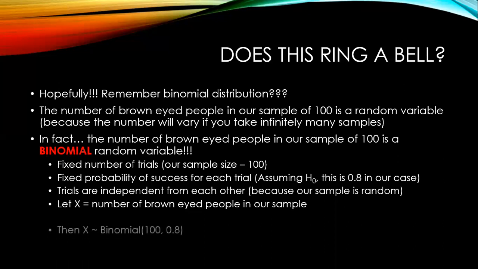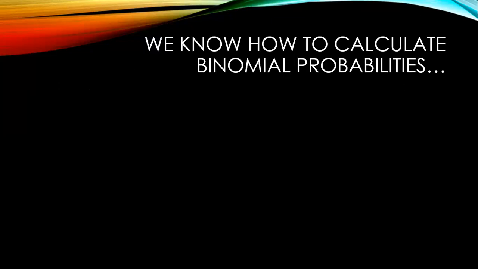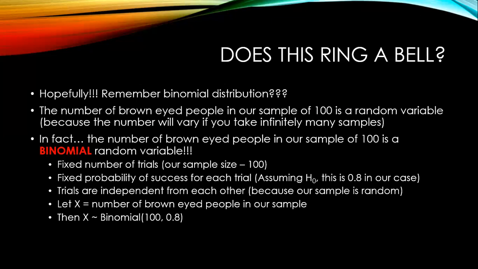It's a random variable. Then this X, the number of people in our sample with brown eyes, is a binomial distribution with 100 trials and a probability of success of 0.8. So this is just going over the binomial distribution again. X, the number of brown-eyed people in our sample of 100, is a binomial distribution.